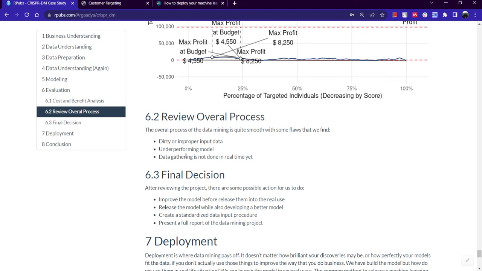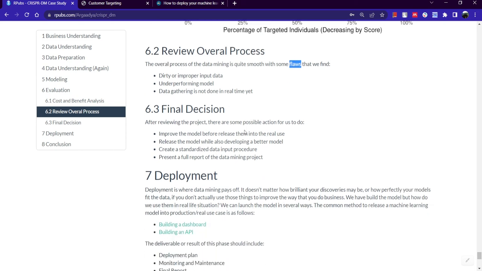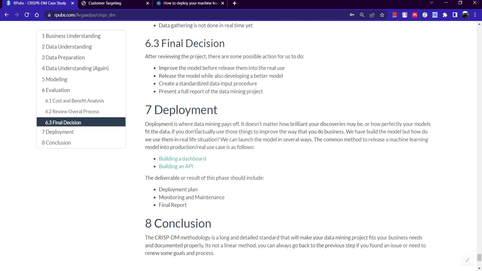Okay, so the overall process that they have done, they're looking into improper input data, underperforming model, data gathering not done in real time yet. They're saying the overall process is quite smooth with some flaws. So what are these flaws? They mention some, and the final decision, let's say to do improvement, etc. And now let's say that they are all satisfied about everything, and now it's time to come to the deployment.